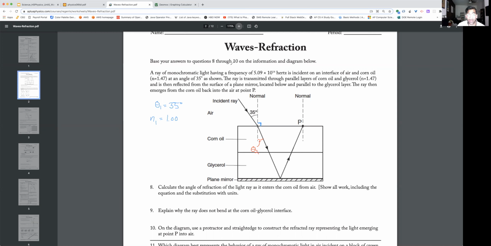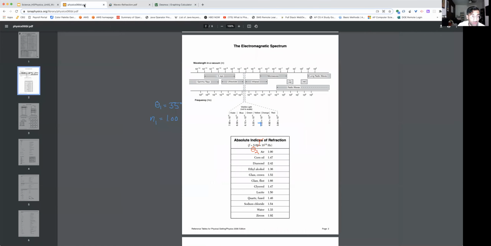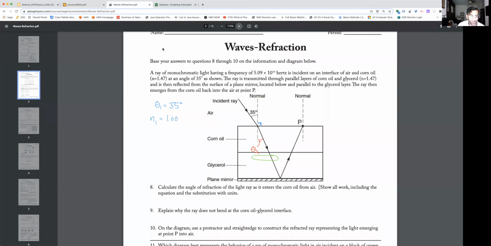All right, but I do know it's corn oil, and corn oil happens to be one of the materials tracked on my reference table. So I can see here that corn oil is 1.47. That's my index of refraction. So if I go back to my problem, I can say that N2 is 1.47. And these are all of my givens. I always find it helpful to write down a list of my givens.